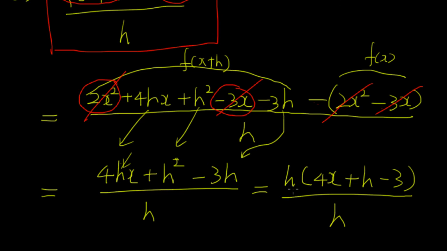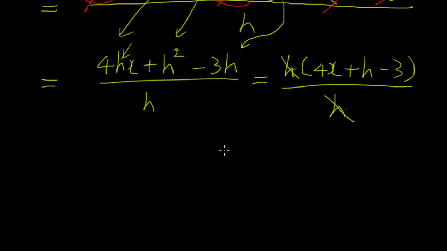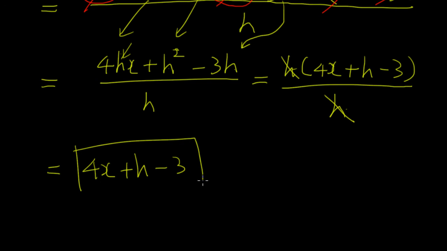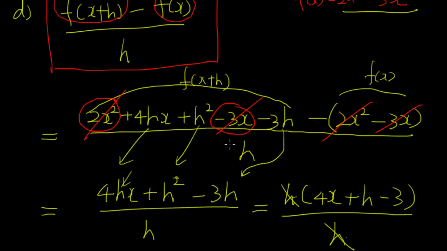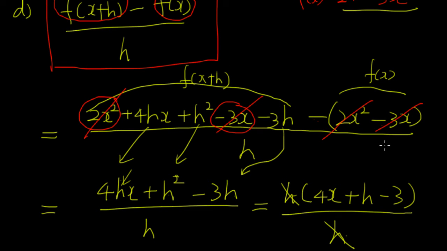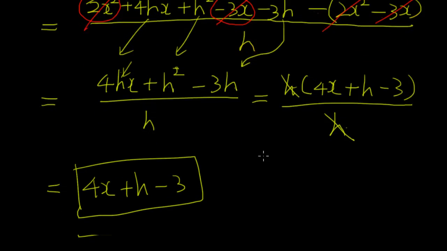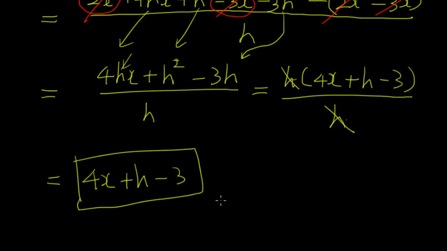Now we have h on the top and h on the bottom, so we cancel it out. What's our final answer? The final answer would be 4x plus 2h minus 3. Right? So that horrible looking long equation has now become this nice, simple thing, which is nice. Okay.